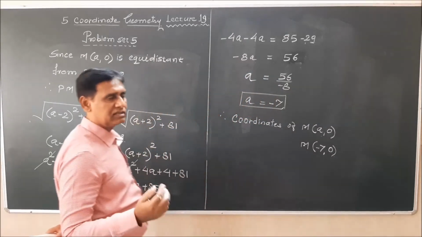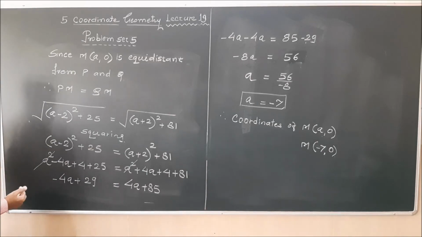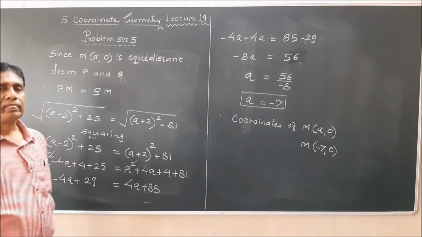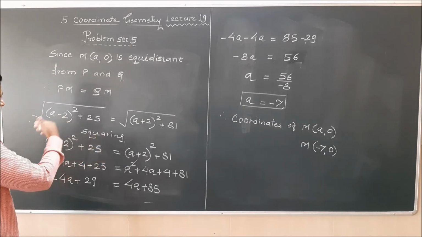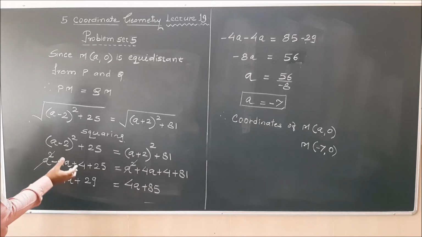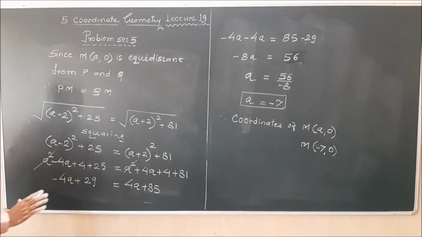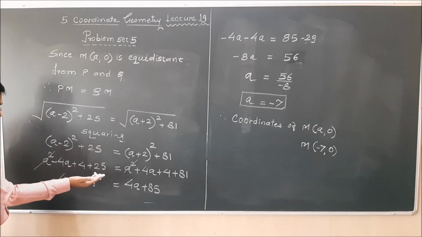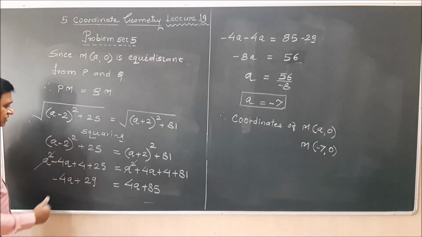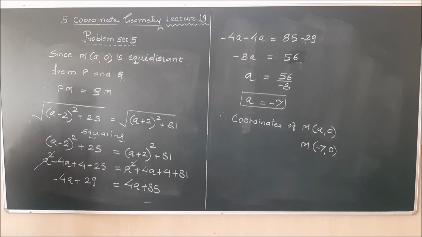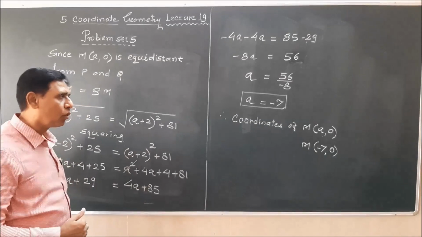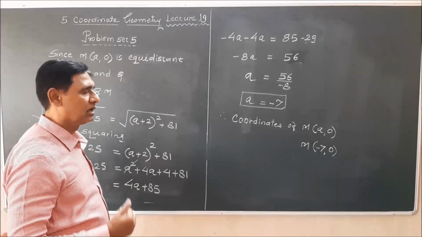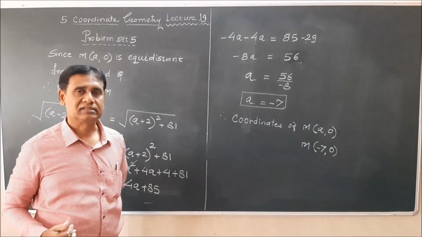So this is how you will find the point M, which is equidistant from points P and Q. I find out the distances PM, QM, I square both sides. Then here I expand it by using the formula a minus b the whole square. The right hand side I expand by using the formula a plus b the whole square. Minus 4a on this side, 4a minus 4a, 29 on the right hand side. Minus 8a is equal to 56. a is equal to 56 upon minus 8. So coordinates of M are a comma 0, that is minus 7 comma 0.